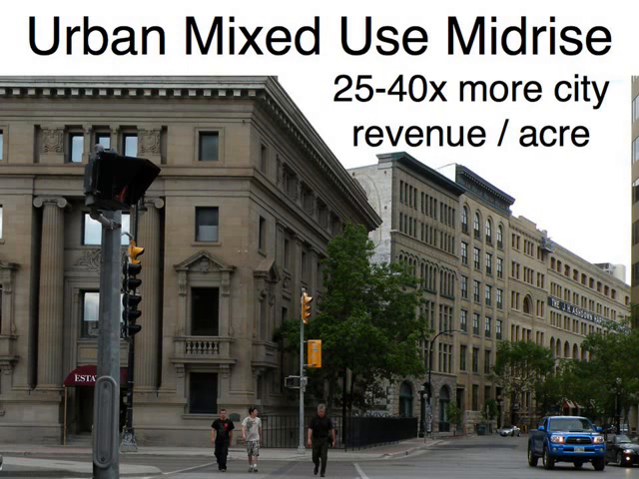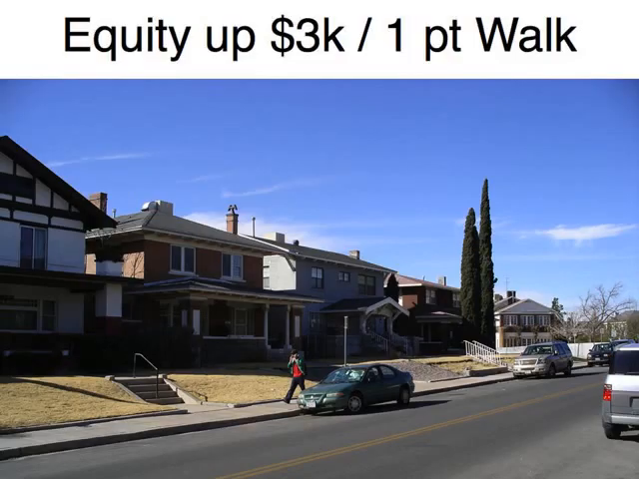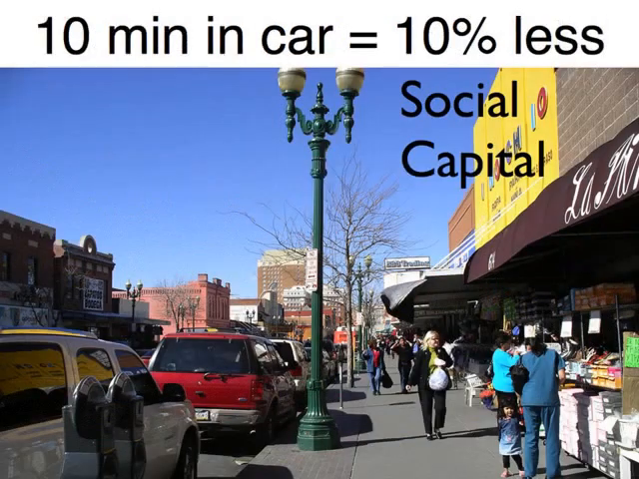Every place is different on municipal revenue structure, but most 5-story mixed-use development makes city coffers 25 to 40 times more revenue per acre than big box. Per the CEOs for Cities study Walking the Walk, your home equity goes up $3,000 for every 1 point increase in your walk score. The equity adds up, so it's good for the homeowner, the developer, and good for the cities and their property tax receivables.